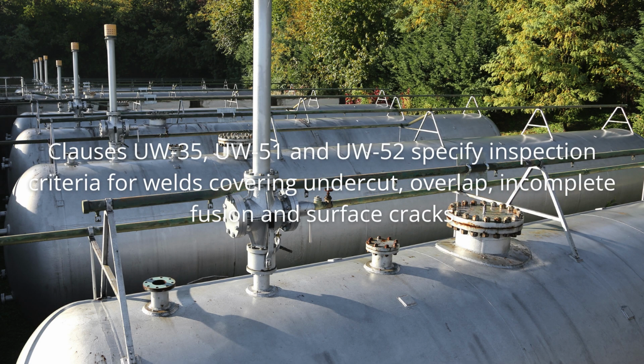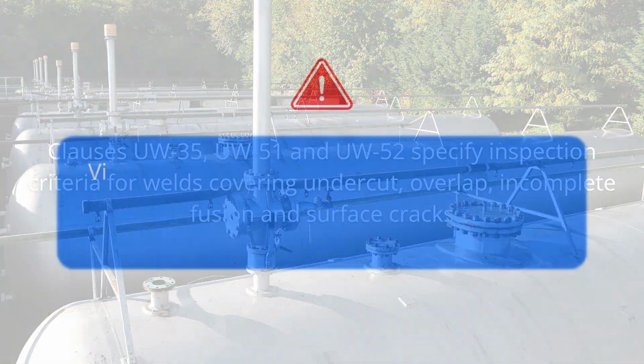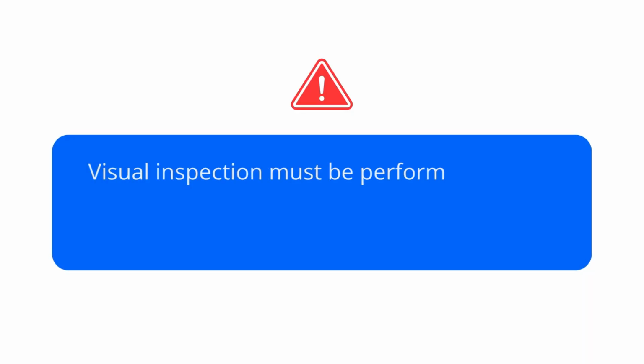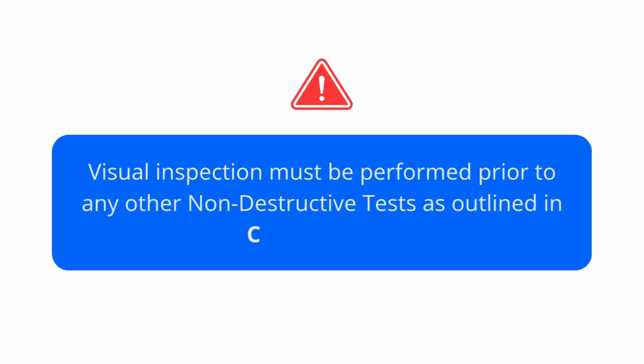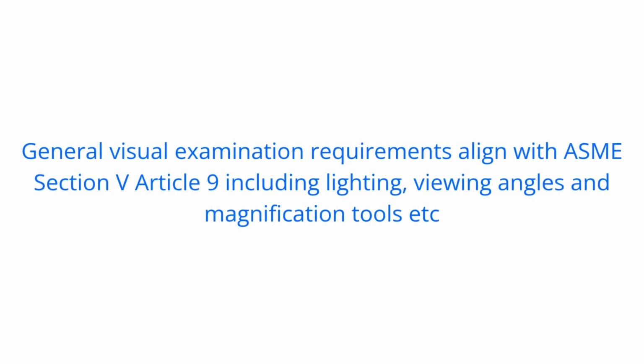For pressure vessels, ASME Section 8 Division 1 is the governing code, and Clauses UW 35, UW 51, and UW 52 specify inspection criteria for welds covering undercut, overlap, incomplete fusion, and surface cracks. Visual inspection must be performed prior to any other non-destructive tests, as outlined in Clause UG 94. General visual examination requirements align with ASME Section 5 Article 9, including lighting, viewing angles, and magnification tools, etc.